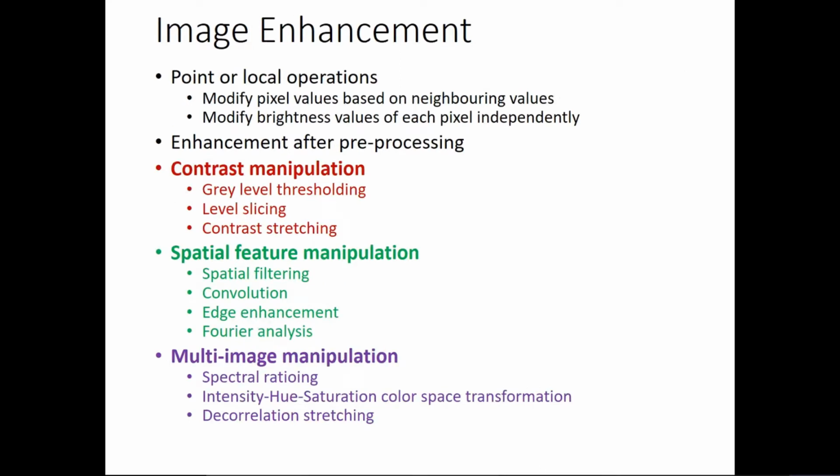So in this process, image enhancement, you try to enhance some of the features in that image by three major operations, which are contrast manipulation, spatial feature manipulation, and multi-image manipulation. As I mentioned earlier, these are also local operations. You modify the pixel values one by one, either based on the neighboring values, or the brightness values, or DNs are modified independently.